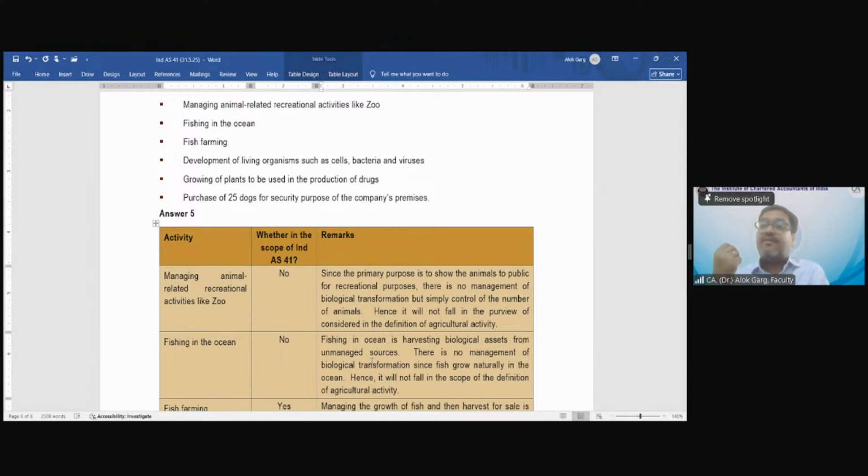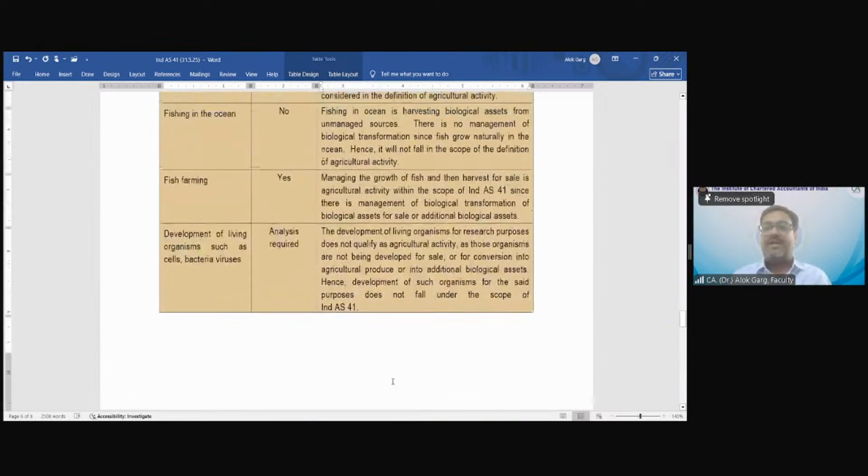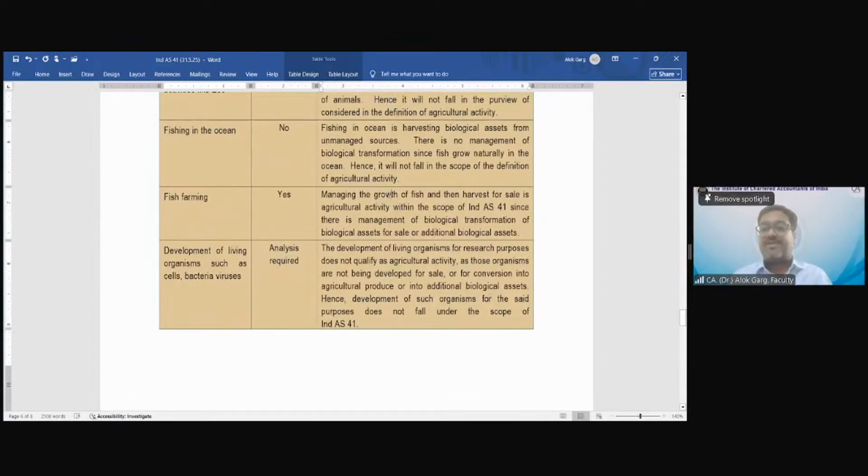But let's say there is fish farming. The company has developed a pond, and in the pond, the company is doing fish farming, fish breeding. Whether that fish farming is covered under agricultural activity? Yes, because the company is managing the biological transformation, the growth of the biological asset. So managing the growth of the fish and then harvesting for sale is an agricultural activity within the scope of Ind AS 41, since there is management of biological transformation of biological assets for sale or additional biological assets.